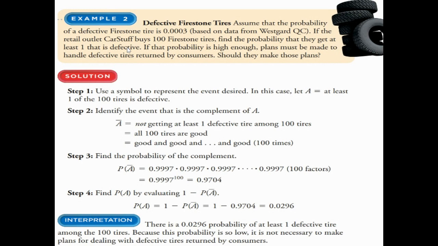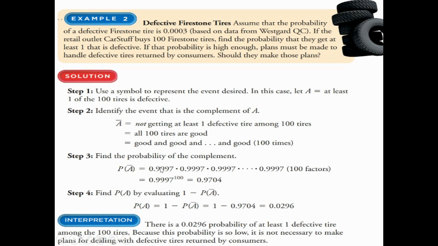Tired already. So the easy way around this is to use the complement rule. All right. Let's first let A equal at least one of the 100 tires is defective. Identify the complement. The complement of at least one defective is you get none of these defective. None of them are defective means all 100 must be good. That's a good one and a good one and a good one and a good one.